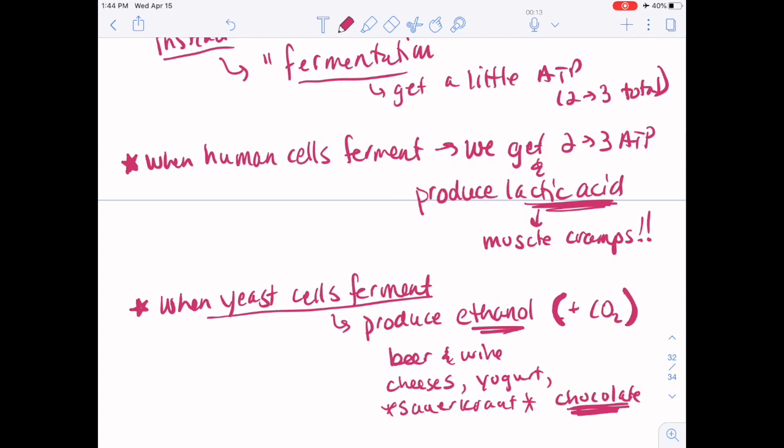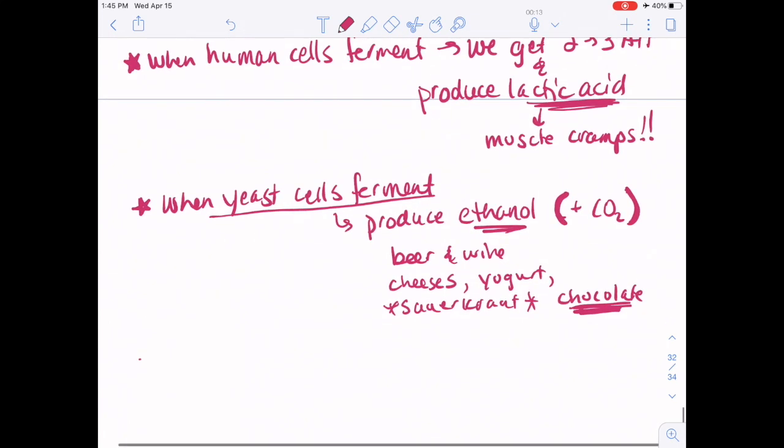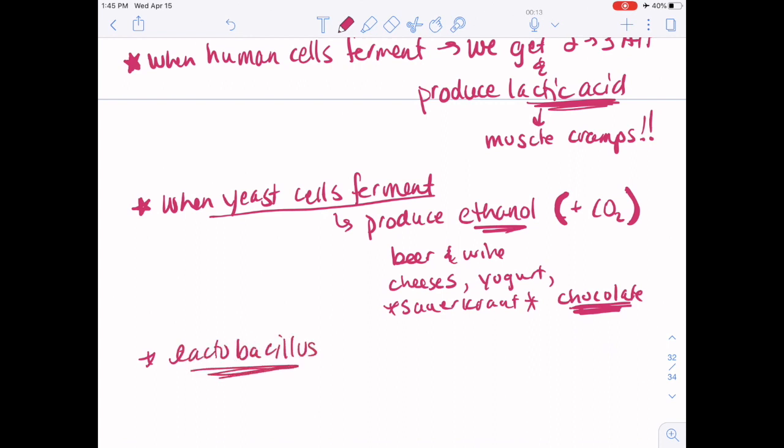Not only yeast cells ferment, yeast cells and tons of bacterial cells will ferment as well. So bacteria such as lactobacillus, which is present in yogurt cultures, for example, they ferment as well. They just don't produce ethanol, but they do produce acids.